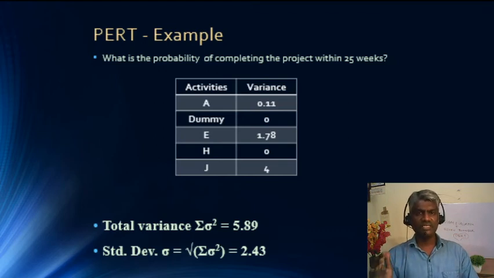So the critical path is A, dummy, E, H, J. The variance of A is 0.11, dummy has got no duration, so 0, and E is 1.78, H is 0 and J is 4. These are the values which we have calculated at the first step itself. And the total variance is 0.11 plus 1.78 plus 4, which is 5.89, and when we take the square root of the total variance, we get a value of 2.43, which is the standard deviation of the critical activities.